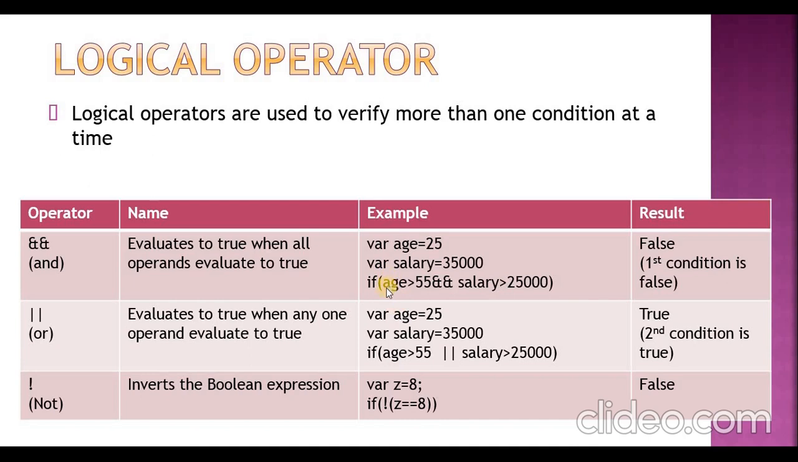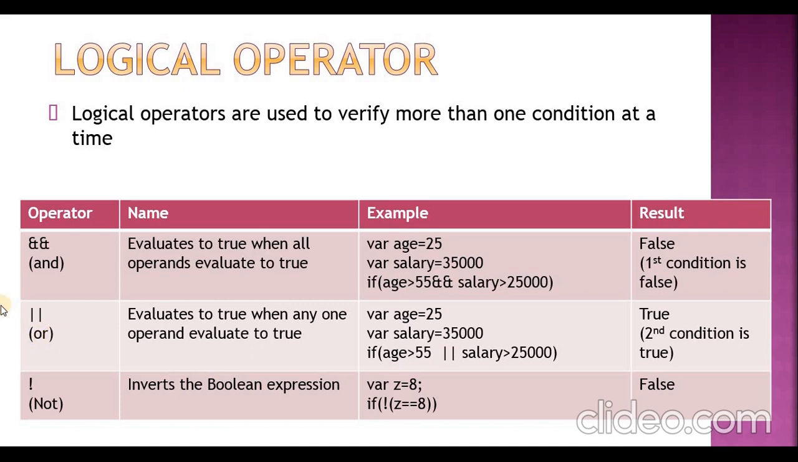Here we have two conditions, age greater than 55 and salary greater than 25,000. So first condition, 25 greater than 55. This condition results as false. The second condition is true. Even though the second condition is true, the first condition is false, that is why the result becomes false. Next operator is OR.